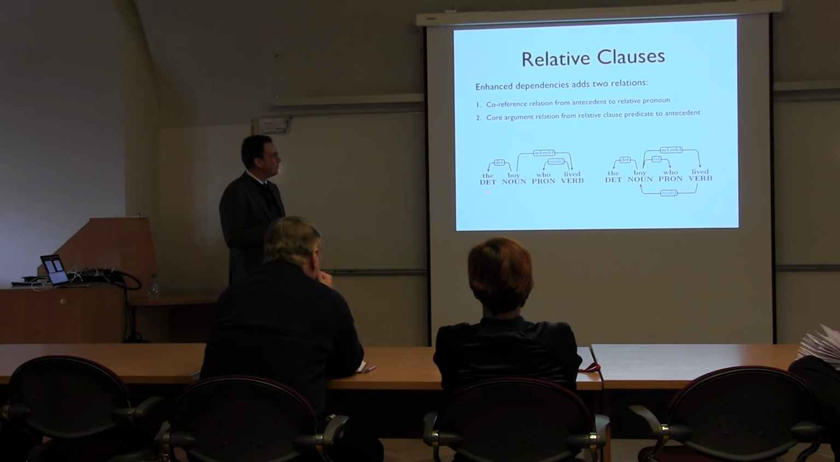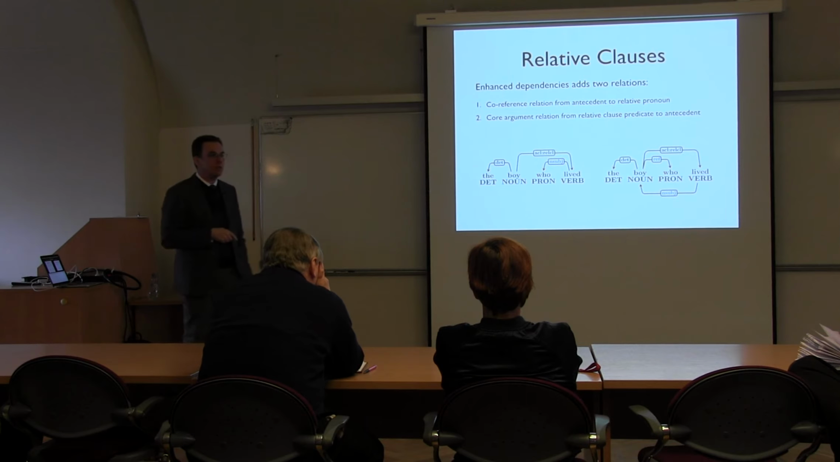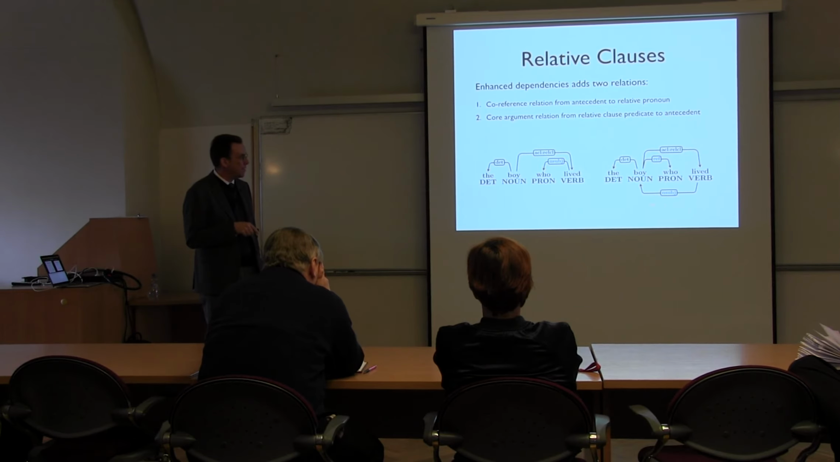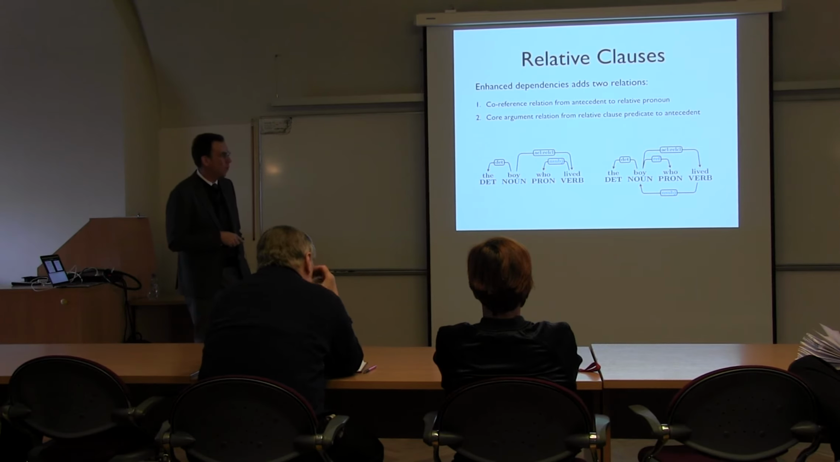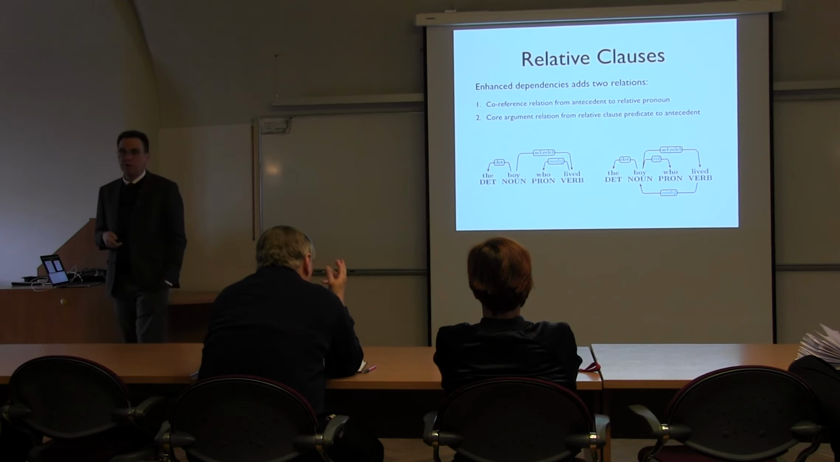Relative clauses. In the basic dependencies, for a relative clause, there is a relation from the antecedent noun to the predicate of the relative clause, and then the relative pronoun, if there is one, gets a relation corresponding to the role that it fills in relation to that predicate. In the enhanced dependencies, two things happen. First of all, a co-reference link is added from the antecedent to the relative pronoun, and then again this implicit subject relation or object relation, as it might be if it's an object relative, is also added.